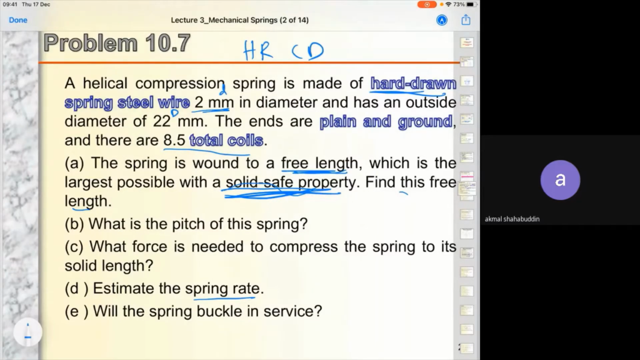What is the pitch of this spring? Remember the pitch, between the coil, between the turn. What force is needed to compress the spring to its solid length? Remember the solid length from the picture I showed earlier? When we compress fully, we get the solid length. Cool. And then estimate the spring rate, and will the spring buckle in service?